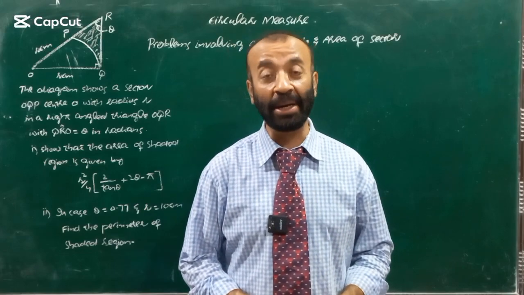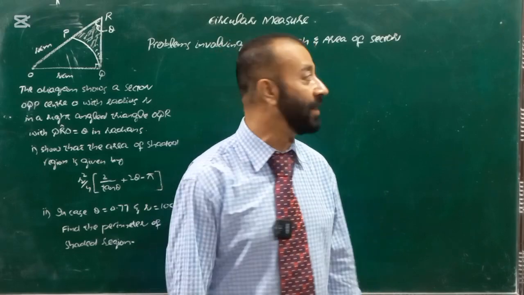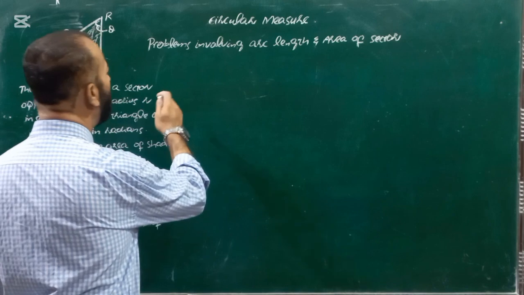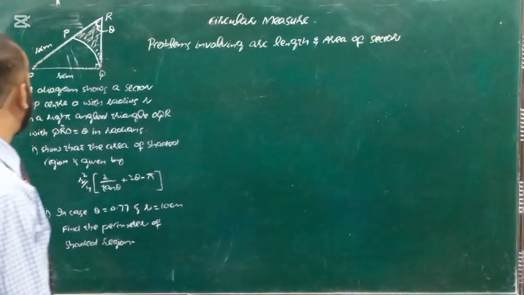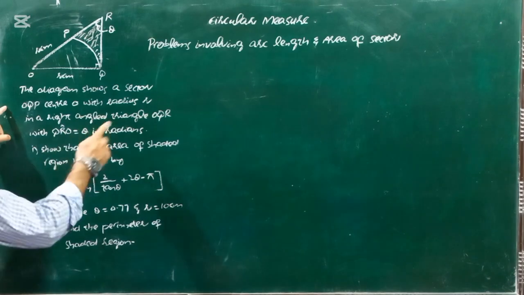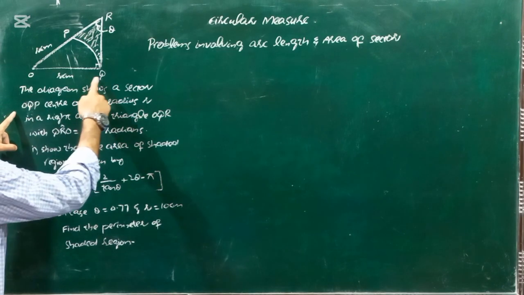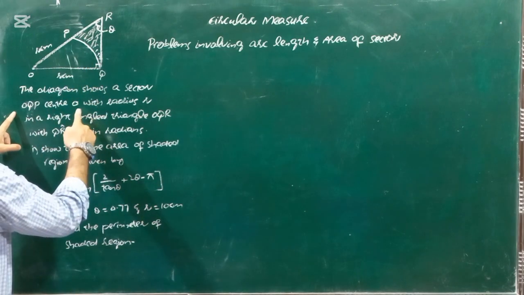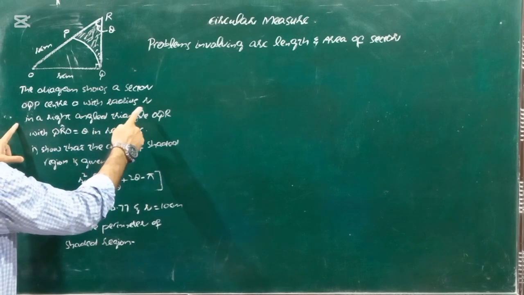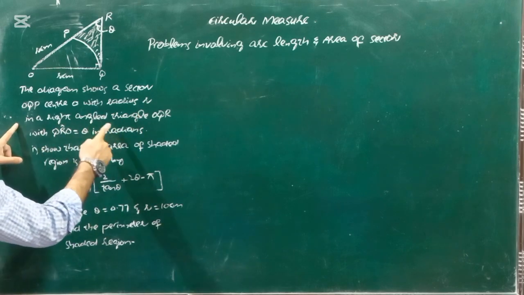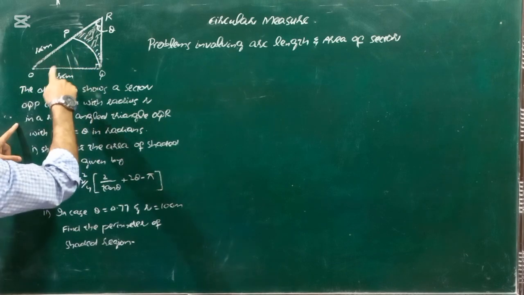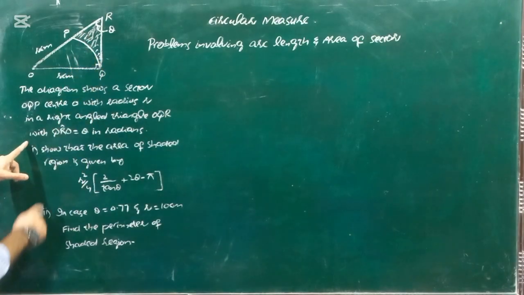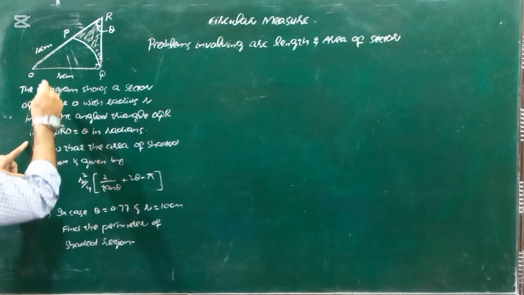Good morning, students. Our today's topic in the circular measure is problems involving arc length and area of sector. And here is a question. The diagram shows a sector OQP, center O with radius r, in a right angle triangle. So this sector is in the right angle triangle with angle QRO equal to theta.